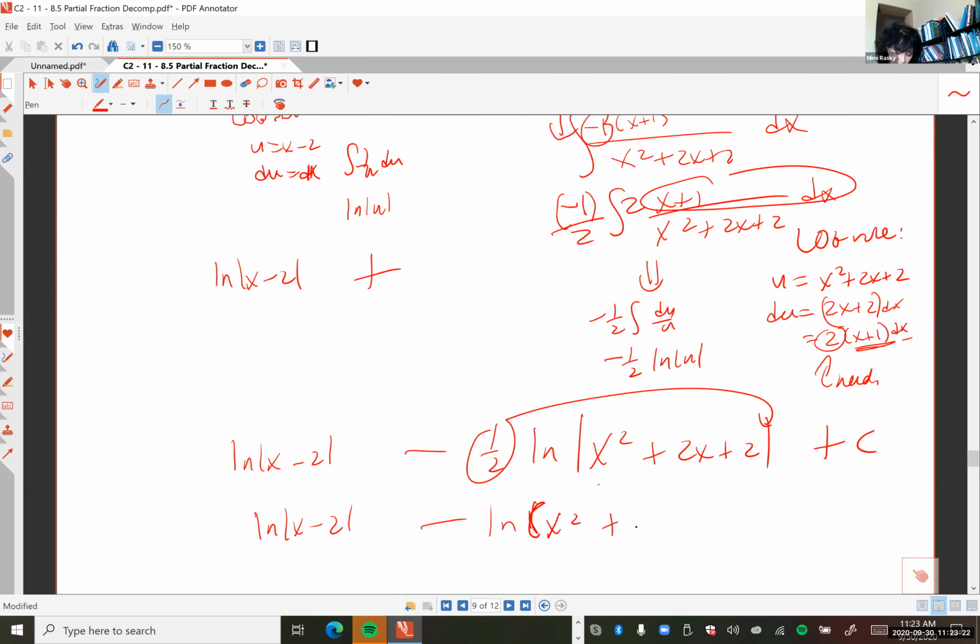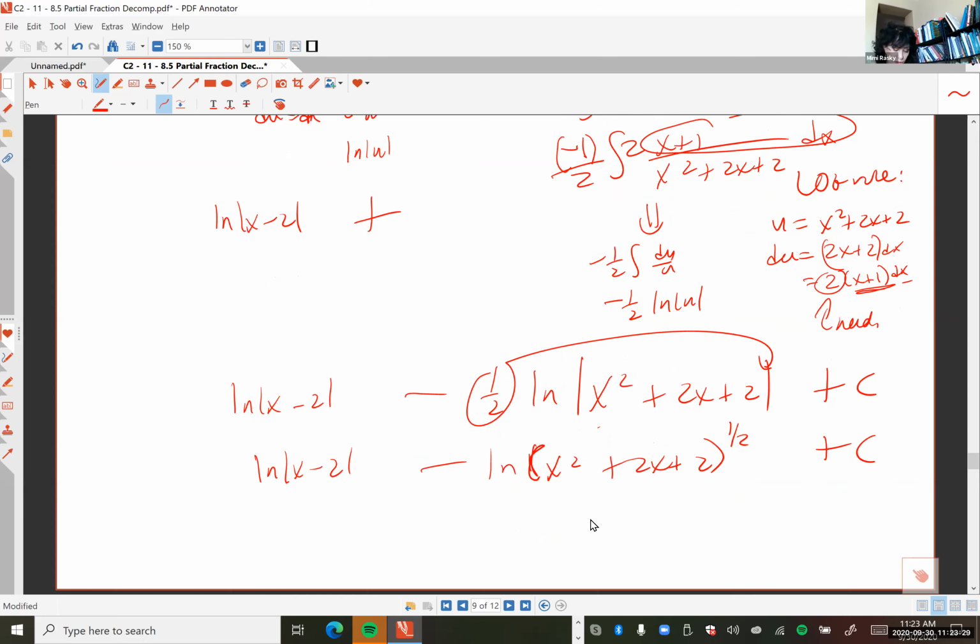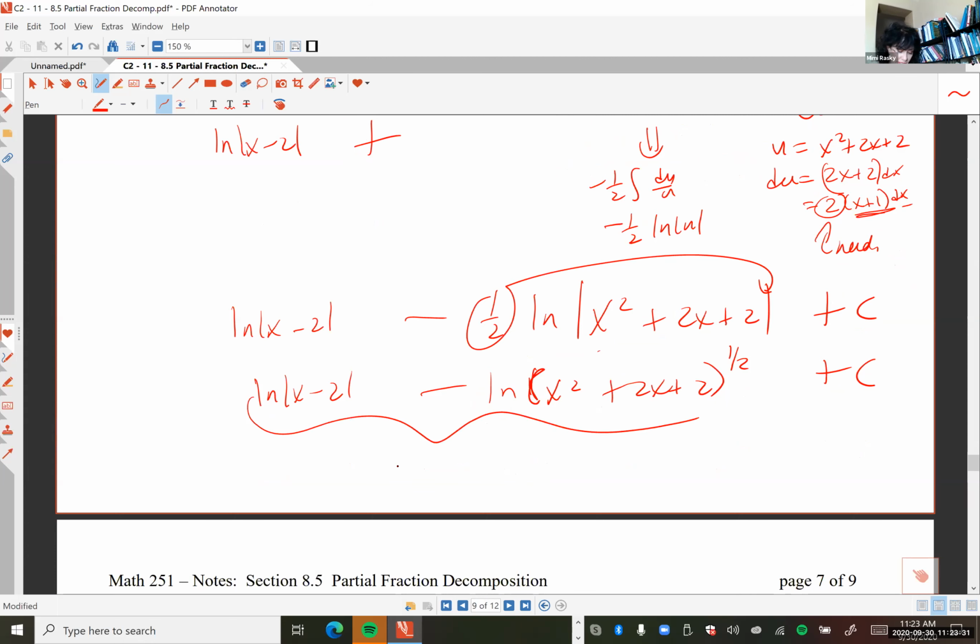I'll even go one step further and try to rewrite this as a single logarithm just for kicks and giggles. You can put all these together into a single thing. This is like the square root of x squared plus 2x plus 2 plus c, and we're done with that problem. Boy, that took a while.